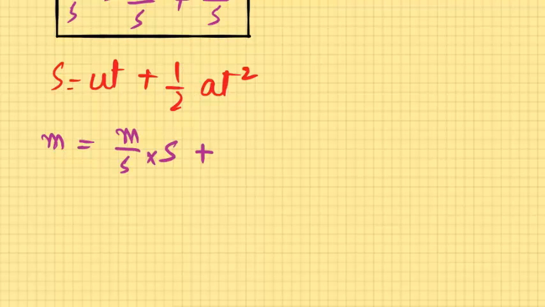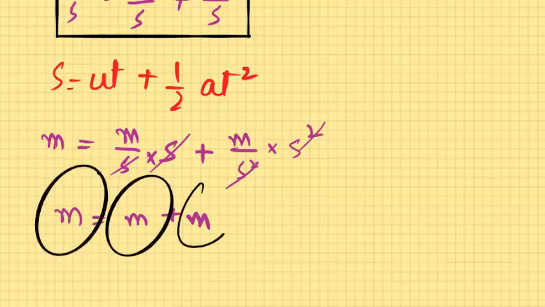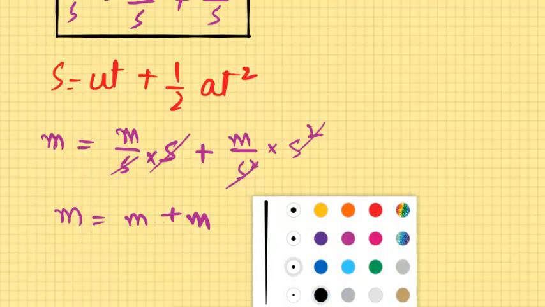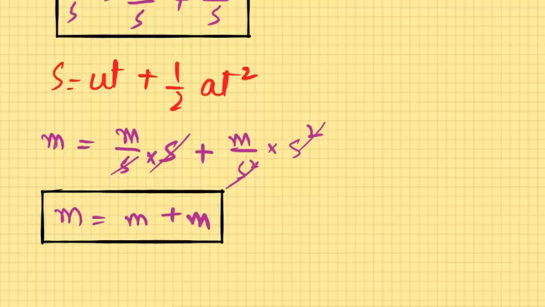In place of acceleration, I will be writing meters per second square, and in place of time square, I will be writing seconds square. Now again, this second will cancel out this second, and this second square will cancel out this second square. Again, I'll be left with meter equal meter plus meter. So now again, you can see that all the terms have the same SI base unit, that is meter, meter and meter. So again, I can say that yes, this is a homogeneous equation. So in a homogeneous equation, all the terms have the same SI base units.